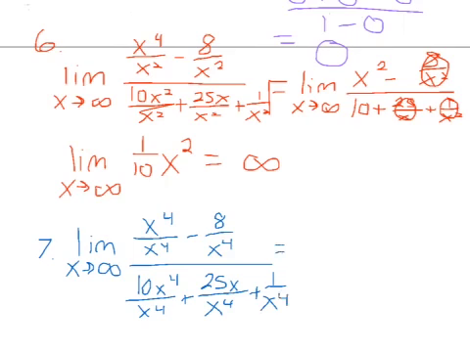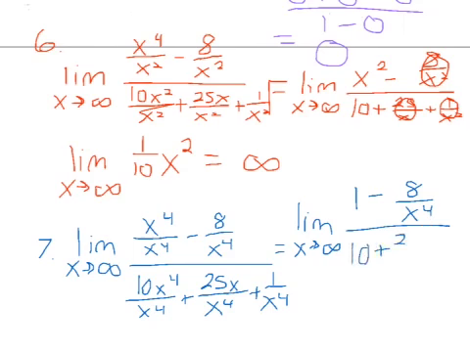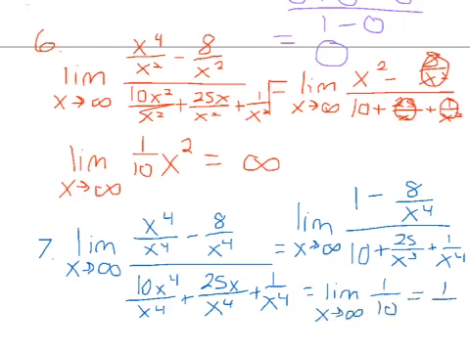So after we simplify, we have the limit as x approaches infinity of 1 minus 8 over x to the 4th divided by 10 plus 25 over x cubed plus 1 over x to the 4th. So we end up with the limit as x approaches infinity of 1/10, and that equals 1/10.